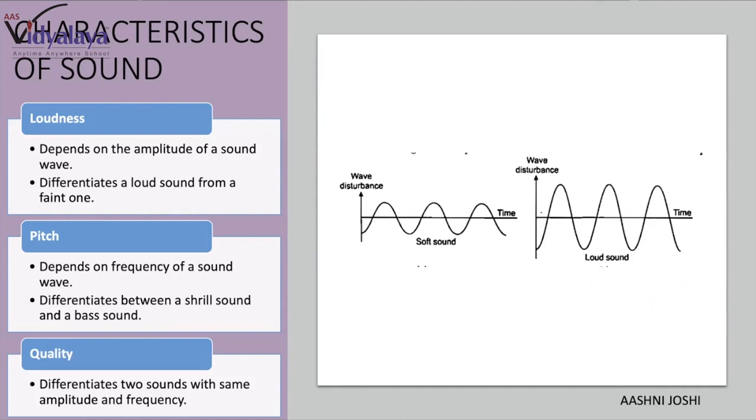Lastly, we come to quality. Let's take an example for this. First, we'll read it. It differentiates two sounds with the same amplitude and frequency. So suppose you have your mom and you have your aunt. Both of them speak with the same amplitude, same loudness, and both of them speak with the same pitch and frequency. How do you differentiate between their voices? This is done by the quality of the sound waves they produce. The quality of sound waves produced by both of them is very different. And that is how we can differentiate between their voices.